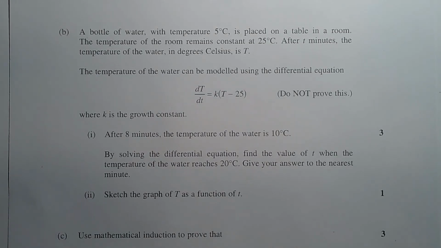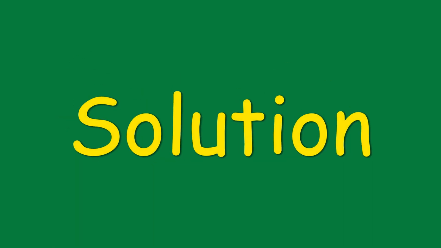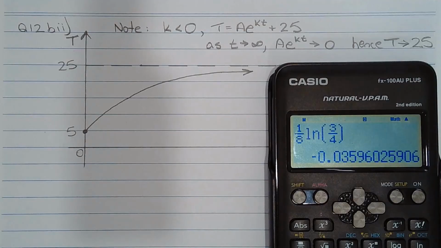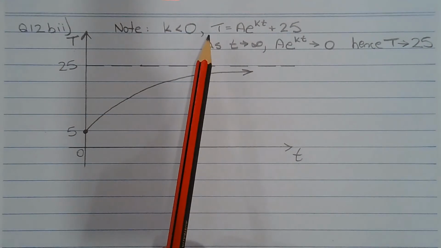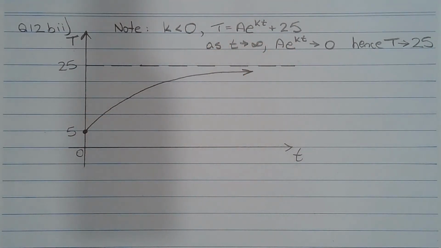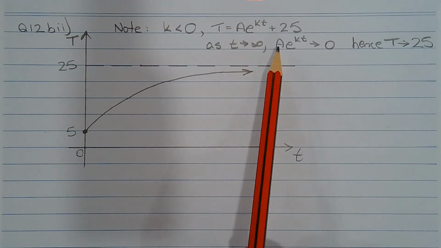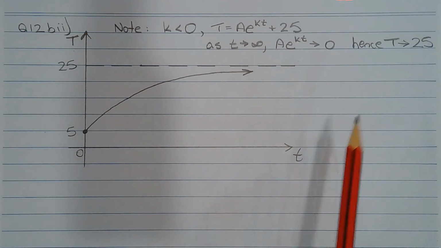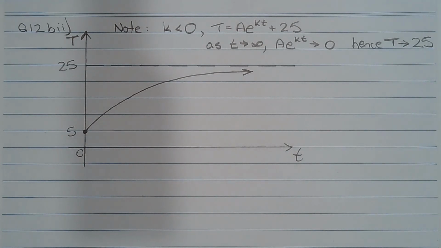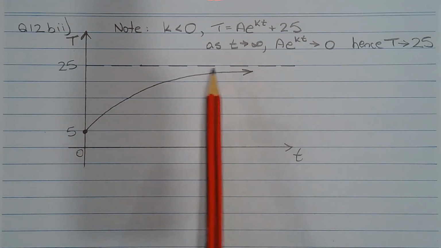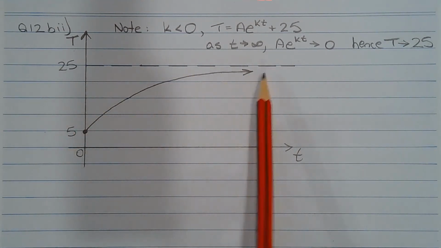Part 2. Sketch the graph of T as a function of t. Note that the growth constant k is negative. Hence, for the function T equals A e to the power of kt plus 25, as t approaches infinity, A e to the power of kt approaches 0, hence T approaches 25. The graph of T with respect to t will look something like this. So starting off at T equals 5 here on the y-axis, and approaching the asymptote T equals 25 as t approaches infinity.